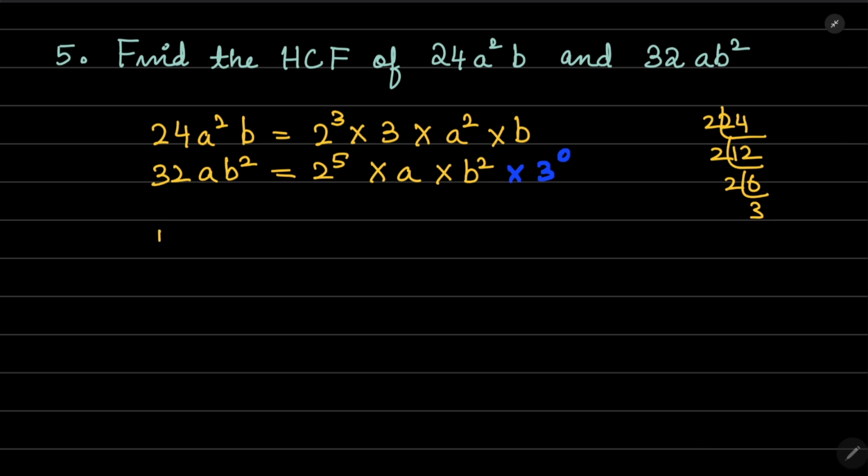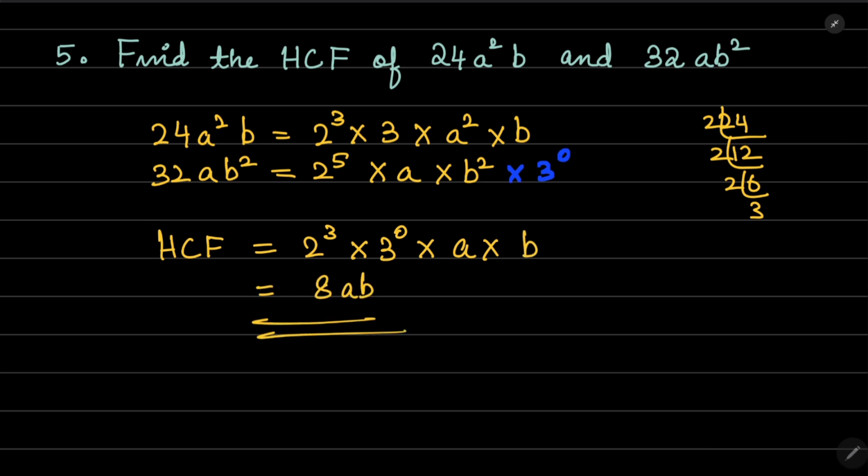Okay. So now the HCF will be the lowest power. So for 2, what is the lowest power? Look at the powers of 2. Which is the lowest? It's 2 cube. So 2 cube. For 3, what is the lowest power? Here it is 3 to the power 1. Here it is 3 to the power 0. So the lowest power is 3 to the power 0. For a, it is a and a square. So a. For b, it's b. Okay, so 2 cube is 8. 8ab is your HCF.